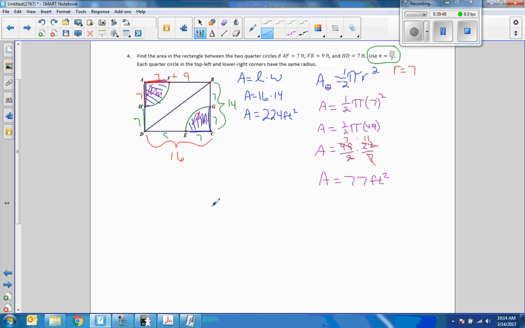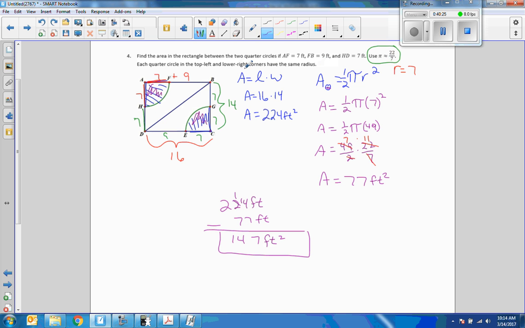That is this piece here plus that piece there. So I want to subtract those. Now I'm going to take the area of the rectangle, 224 feet minus 77 feet, my 2 quarter circles, subtract. So the area of this region excluding the quarter circles is 147 feet squared.